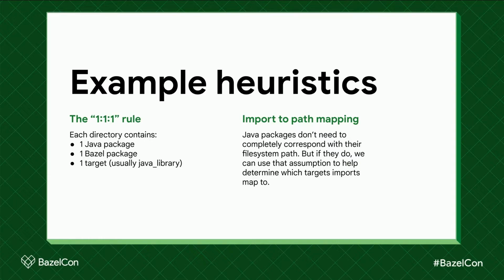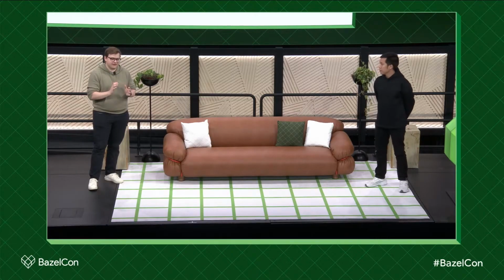And then another nice heuristic is import to path mapping. If you're familiar with Java, you have to define a package at the top of a file that your symbols come from. And that package name actually does not have to have any rules to it. You could just name it whatever you want. Usually there's a convention where people will keep that in line with the directory structure where the file is located. But that's not a rule. That doesn't have to happen.